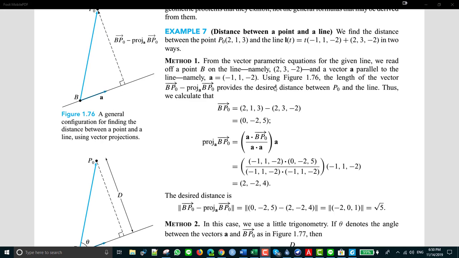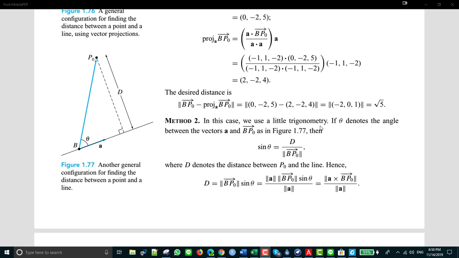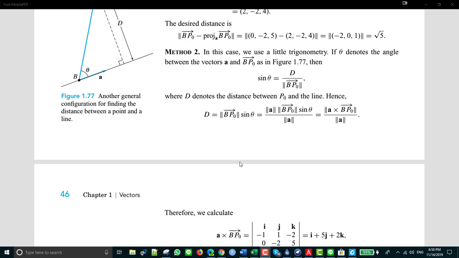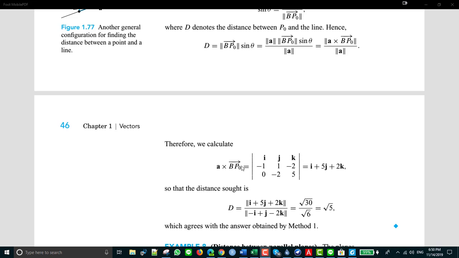Right, that's one way. The second way involves some trigonometry, and I'm not going to cover that one. But presumably, we're going to get the same answer. Anyway, we still get the same answer, so you can check that yourself.